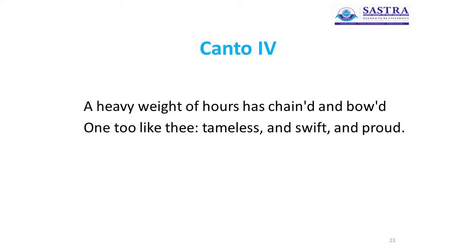And also the next line he says, "a heavy weight of hours has chained and bowed one too like thee, tameless and swift and proud." He says a heavy weight of hours. What does that mean? The passage of time. He is indicating the passage of time here and saying, this time which has passed has also crushed my spirit. It is a weight on me now. I am crushed by the weight of time. And he is again praying, let me be tameless, no one should control me. And also I want to be swift as well as proud as you. So here in these lines we find that he is actually praying to the west wind to lift him to a higher state of order so that he can be free and enjoy the speed.